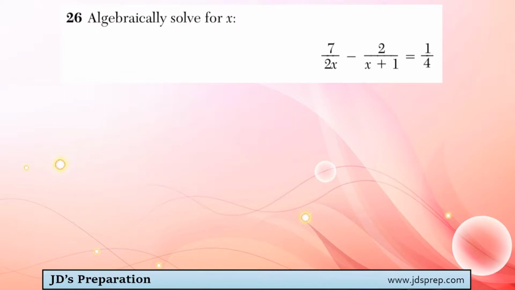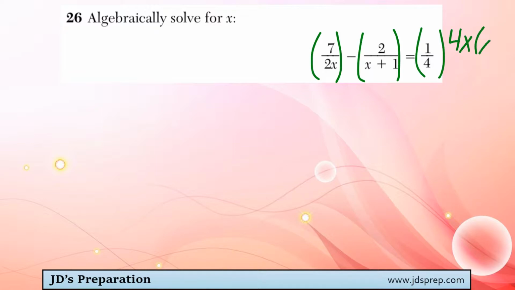All right, my strategy to begin solving this equation is to get rid of the fractions, because those are always annoying. And to do that, we are going to multiply all three terms by their lowest common denominator. And for this question, that's going to be 4x times x plus 1.